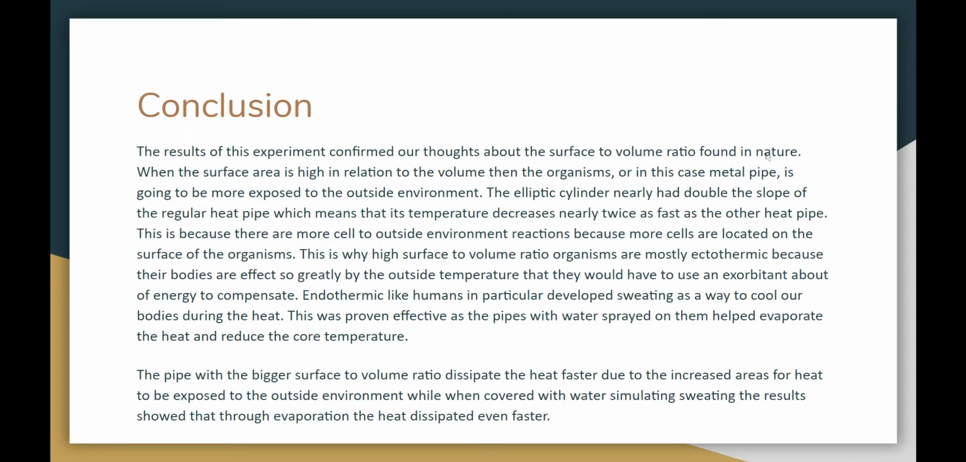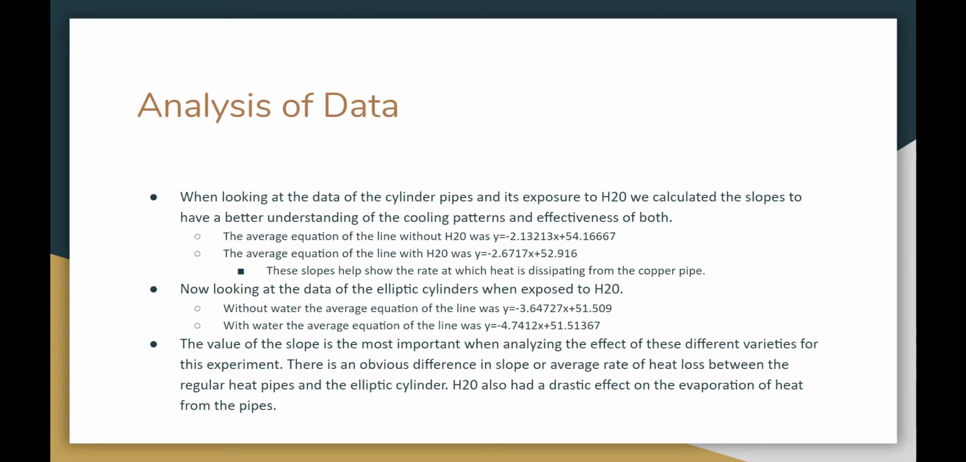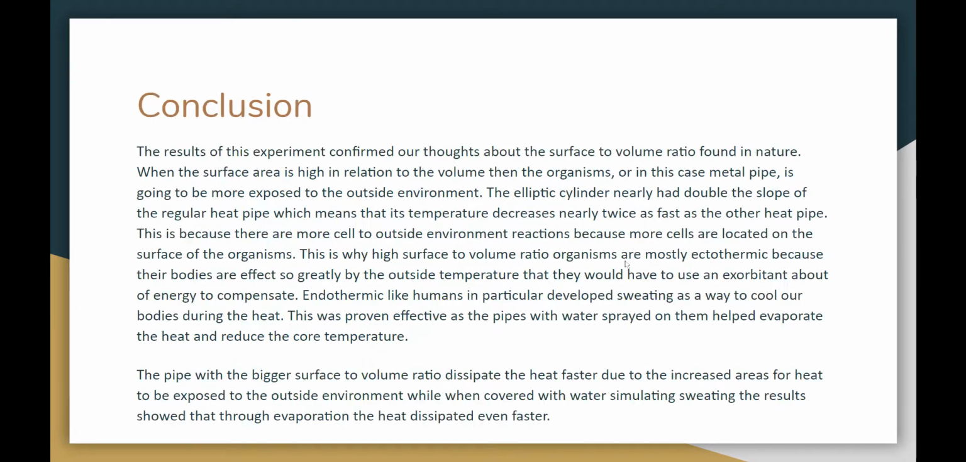So here's the conclusion. The results of this experiment really did confirm what we've been learning in class about the surface area to volume ratio. When we apply this to other aspects of science besides pipes, we can understand how organisms work. If you're a small organism with a high surface to volume ratio, as you can tell from these results, you're going to be drastically more affected by the outside environment. That's going to lead you to be more ectothermic, because you're going to require a lot of energy to maintain a constant body heat if you have a high surface to volume ratio.